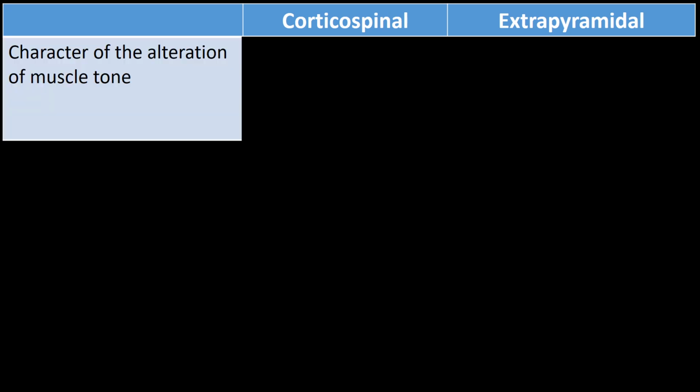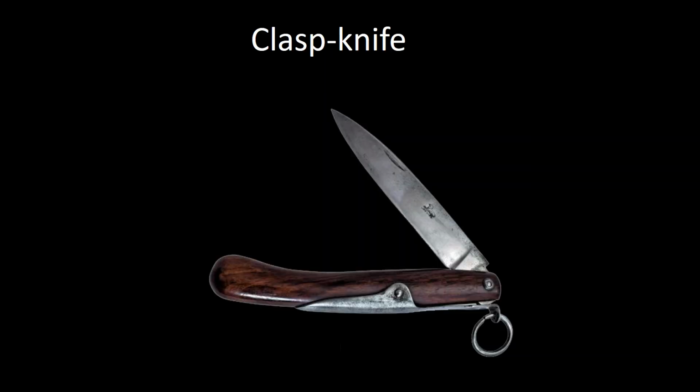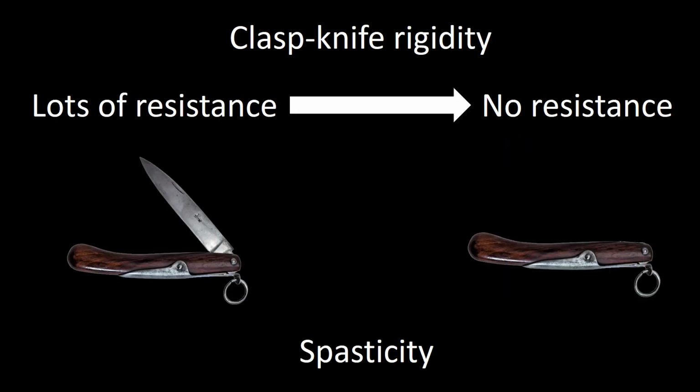We will start by considering the character of alteration of muscle tone. In patients with corticospinal tract pathology, we find a spasticity manifested by the clasp knife effect. For those of you that may have never seen one, this is a clasp knife. They are hard to push down, but once you apply enough pressure, the blade quickly goes down. This type of resistance to passive movement of a patient's limbs is what we refer to as spasticity.